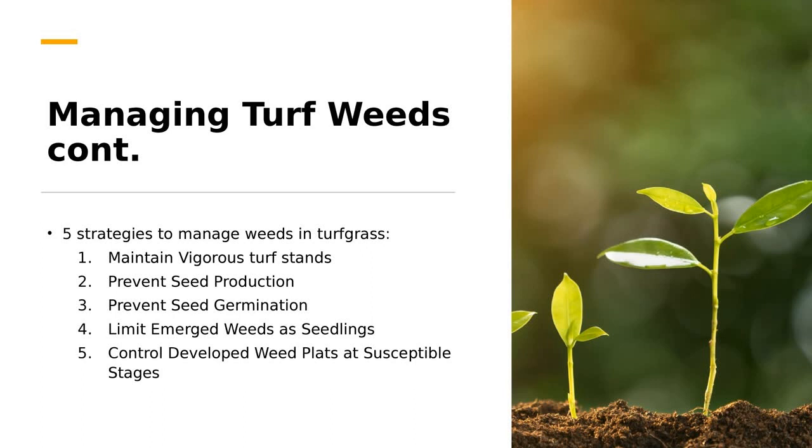So we're going to talk about the strategies here. Okay. There's 5 strategies to manage weeds in turf grass. Again, number 1 is maintain a vigorous turf stand. Number 2 would be to prevent seed production. Number 3 would be prevent seed germination. Number 4 would be limit emerged weeds as seedlings. And number 5 would be to control developed weed plants at susceptible stages.